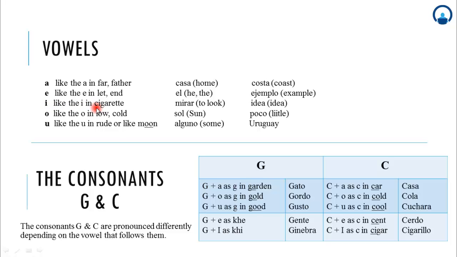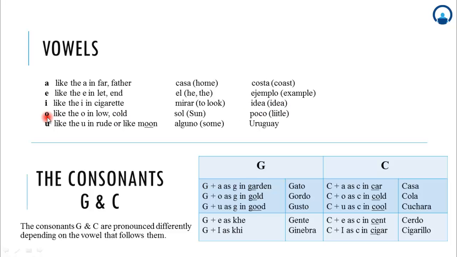Next, the letter I in English is pronounced in Spanish as E, just as in the word cigarette, so we get a pronunciation of E. The words are mirar, that means to look, and another word for example is idea, that means idea.